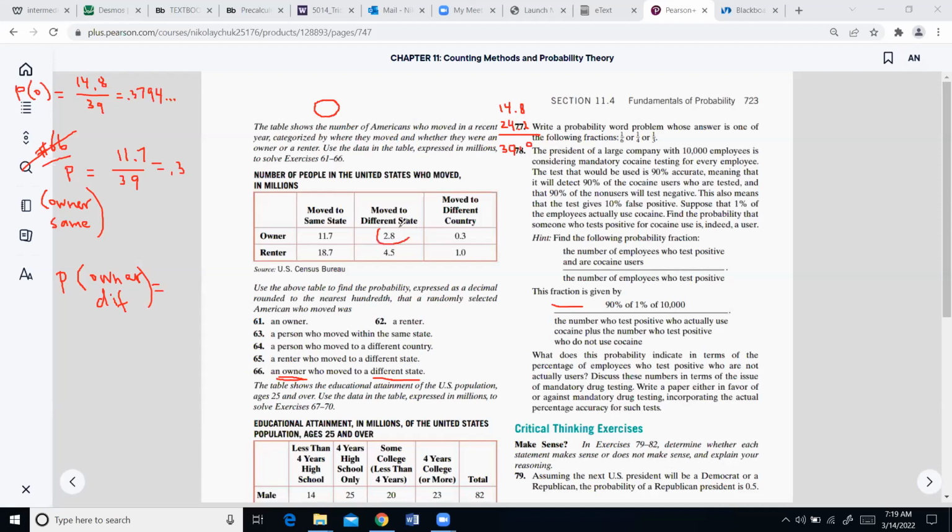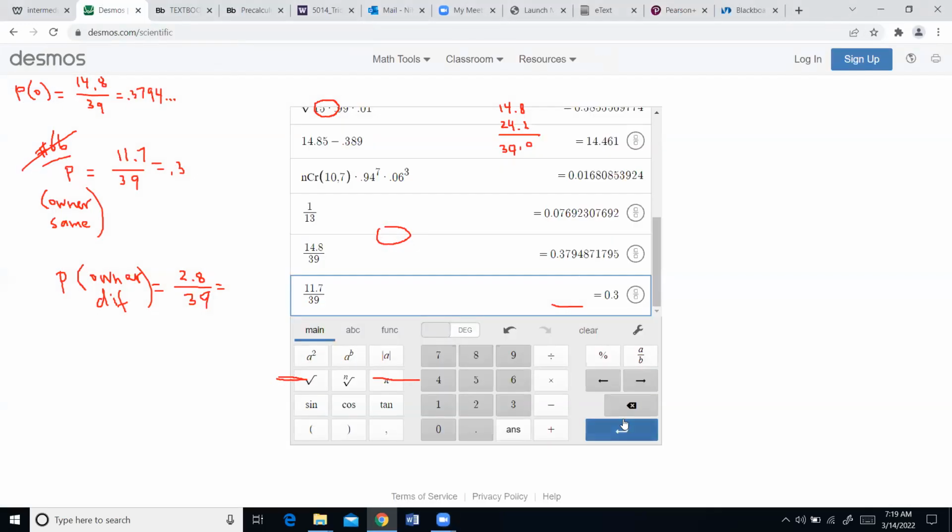So this is actually here, right? The owner is the first row, but the different state is 2.8, not 11.7. So I need to be picking the correct number out of this table. So yeah, I need to be careful, and that's great that you're double checking. So let me real quickly calculate this little fraction.